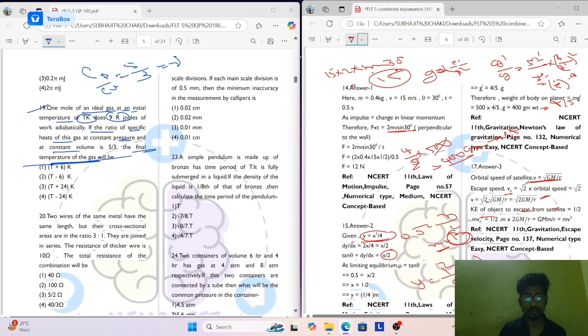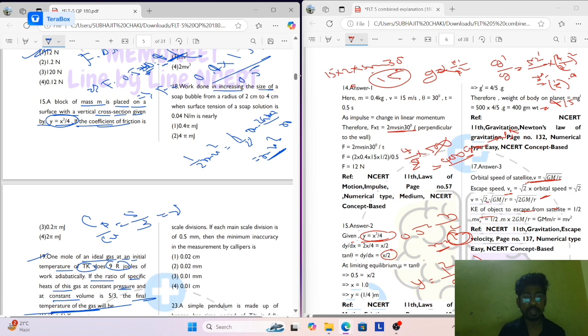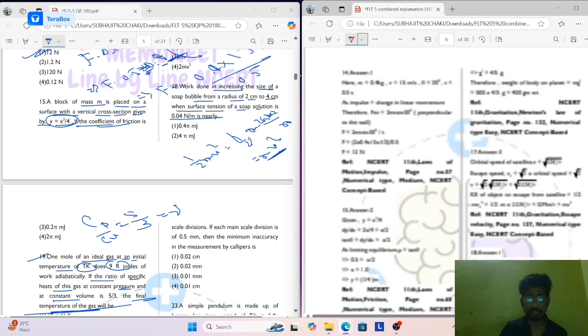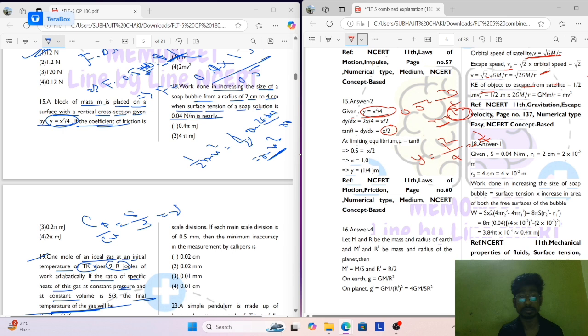Sorry, I just skipped one question, I think. Yeah. Work done on increasing the size of a soap bubble from radius 2 to 4 centimeter when the surface tension of the soap solution is this. Surface tension is given, so S into 4 pi r square is the surface energy. To increase the size of the bubble, we need the surface energy, right?